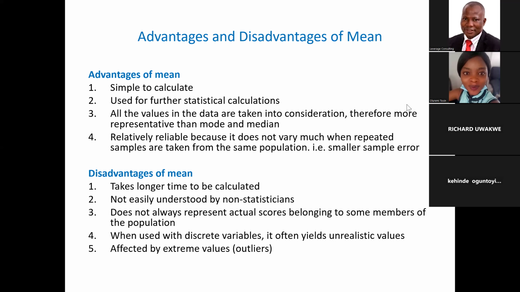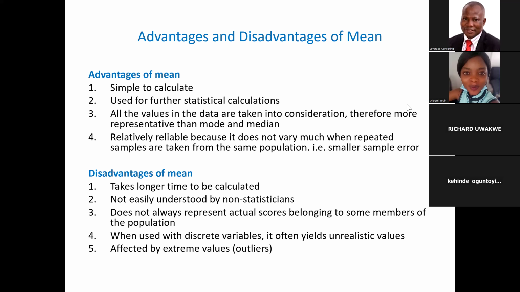I've already talked about number of children. But if you talk about blood sugar, it's not a discrete variable. So when you use it to calculate, numerical discrete is usually a whole number, but it will give you a decimal. Then, the mean is affected by extreme values, outliers.